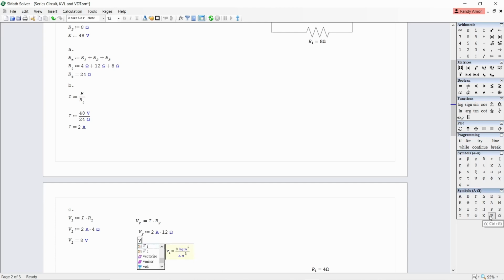V2 equals 24 volts. And finally, V3 is equal to I times R3. V3 is equal to 2 amperes times 8 ohms. V3 equals 16 volts.